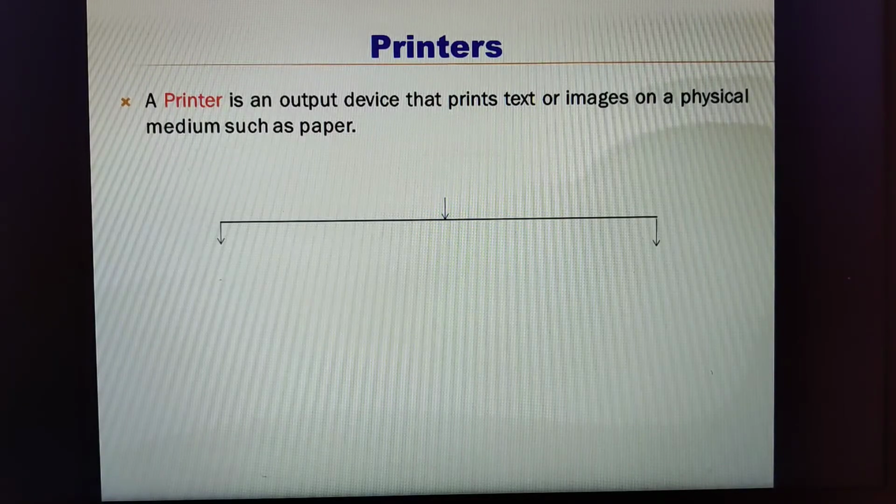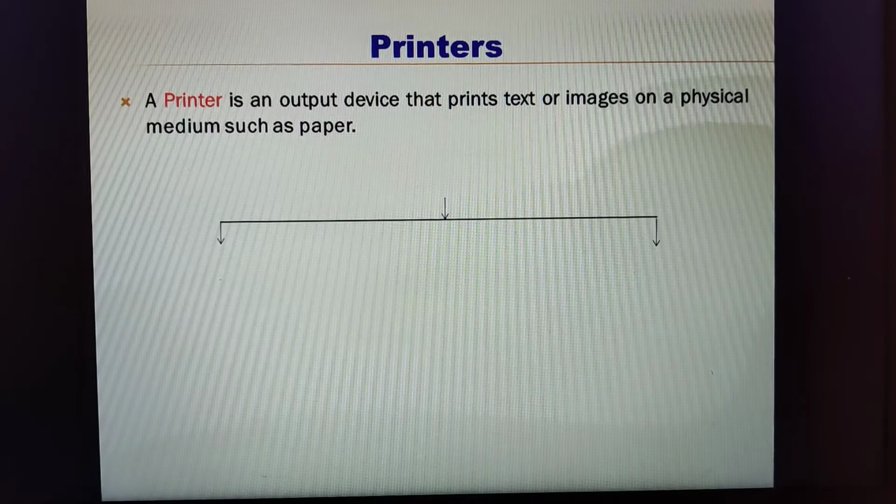Let us continue with our chapter input, output and memory devices. In today's video class, let us discuss the different types of impact printers and the different types of non-impact printers. Before we proceed, let us have a quick glance at the previous topic, that is, what is a printer.